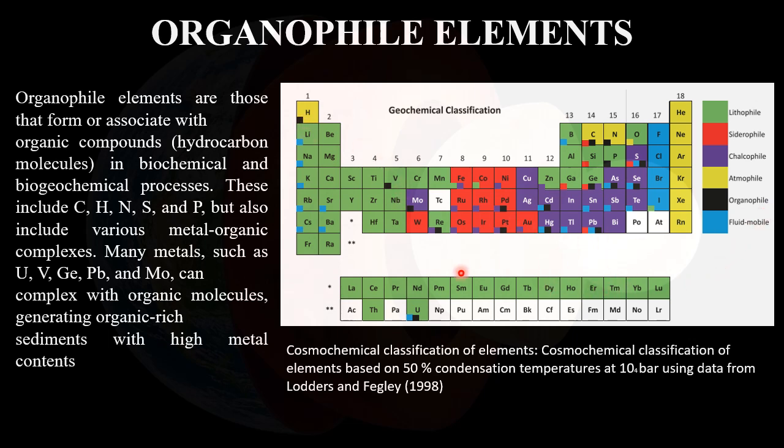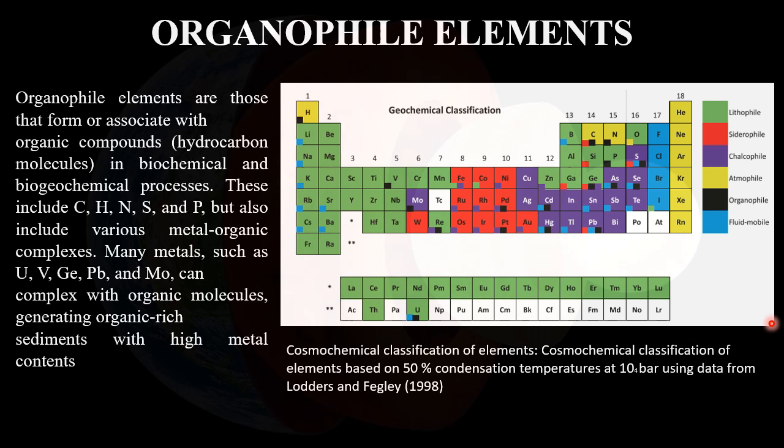So we can see the better classification scheme in this periodic table, where lithophiles are indicated by green, siderophiles by the red color, chalcophiles by purple, atmophiles by yellow and organophiles by black color, and there is another class of elements known as fluid mobile elements that are indicated by blue color.